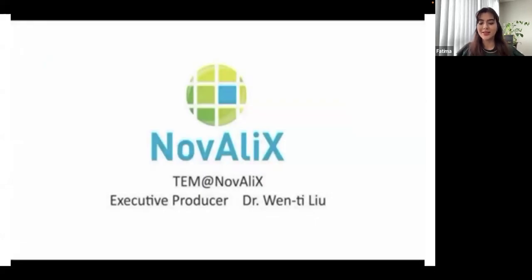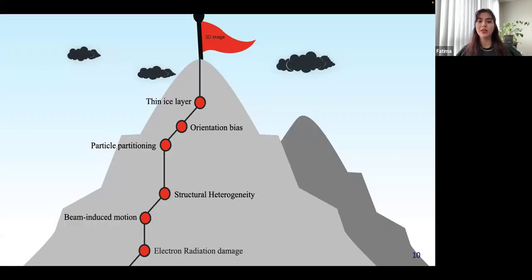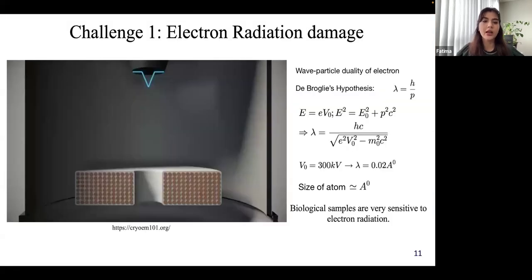Okay, sounds easy, right? But no, there are many obstacles and challenges you may encounter when you work with cryo-EM. Challenges like thin ice layer, orientation bias, particle partitioning, structure heterogeneity, beam-induced motion, electron radiation damage, and so on. So I try to cover some of these challenges and give some solutions for them.